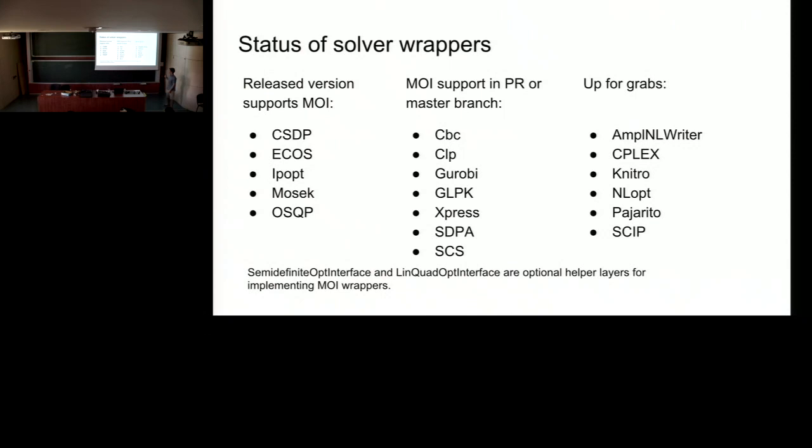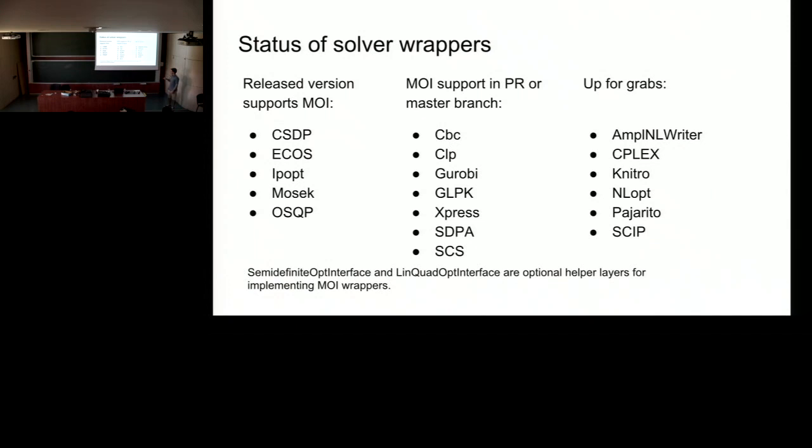The second category of solvers have MOI support either in a pull request or in the master branch, but it hasn't been released yet. These are in pretty good shape, but need a few things left before we release them. And then the up for grabs: if you start working on these today, you don't have to worry about conflicting work because nobody's gotten to them yet. That's what I mean by up for grabs.